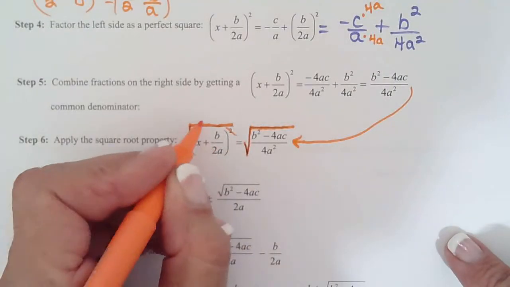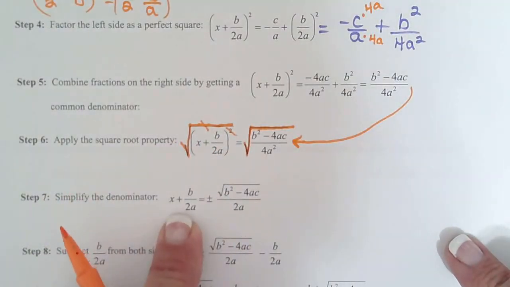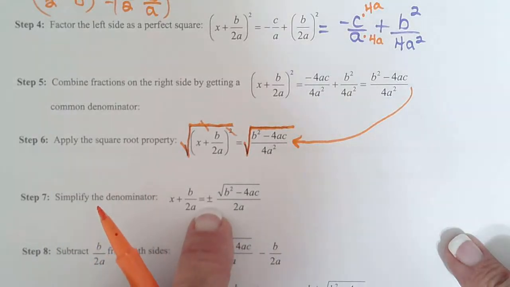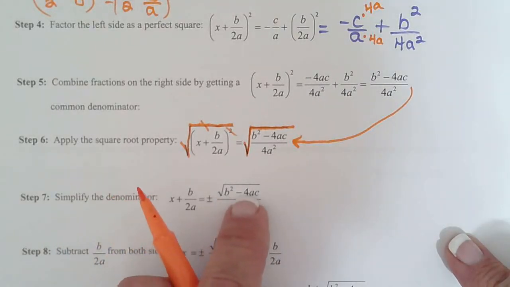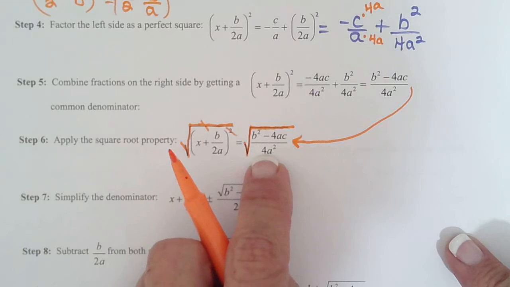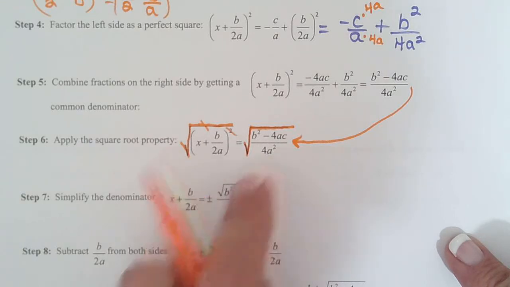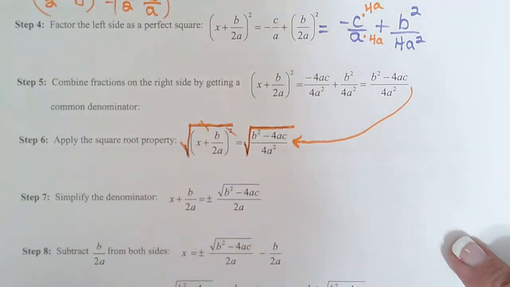So 2 of something comes out as a single. Because we square rooted both sides, we need the plus or minus. And this would be the square root of b squared minus 4ac. And then the square root of 4a squared is 2a, so it's out of the radical. This has to stay under.